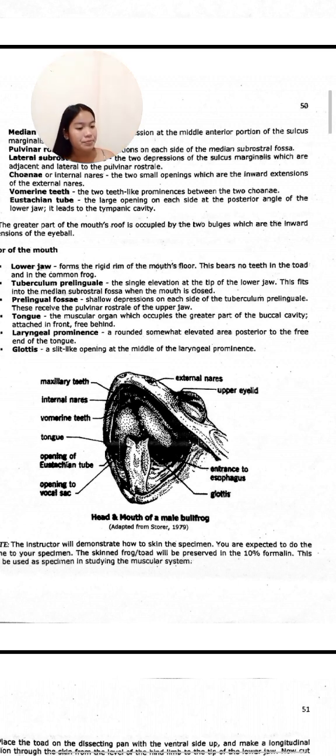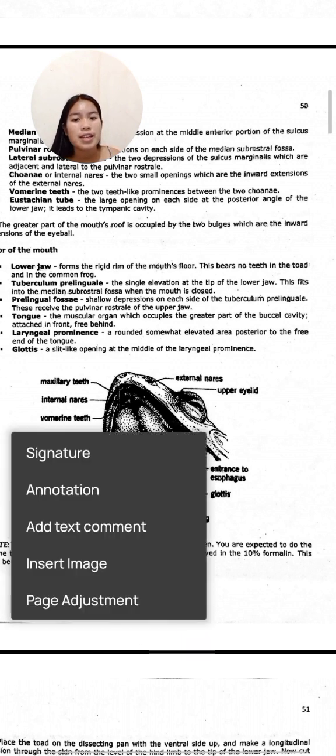Next is the lower jaw. The lower jaw of the frog forms the rigid rim of the mouth's floor. This bears no teeth in the toad and the common frog. Another definition of lower jaw: the frog's skull is broad and flat, encasing and protecting the brain. So, ang lower jaw mag-protect sa brain sa frog. It uses the mandible, lower jaw, and the maxillary teeth of its upper jaw to hold onto prey.